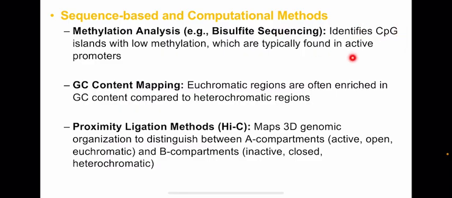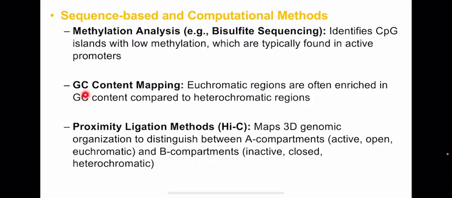Okay, so we use methylation analysis. When we are doing methylation analysis, we are trying to identify CpG islands with low methylation. And CpG islands with low methylation typically tells us that that particular place is an active region or a euchromatic region, right? So we mostly find them in active promoters.